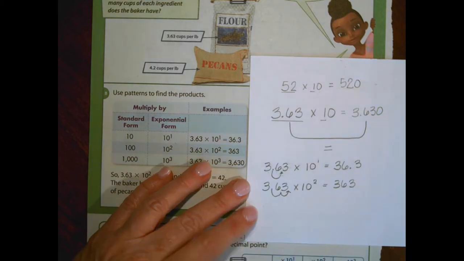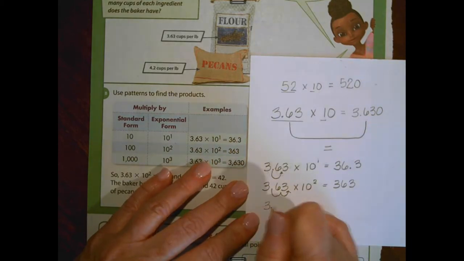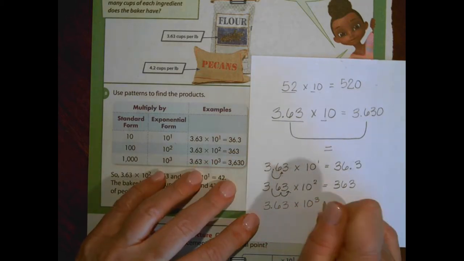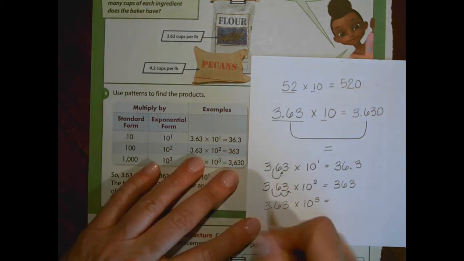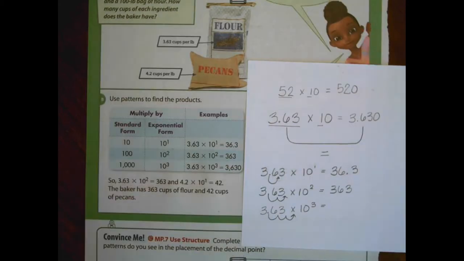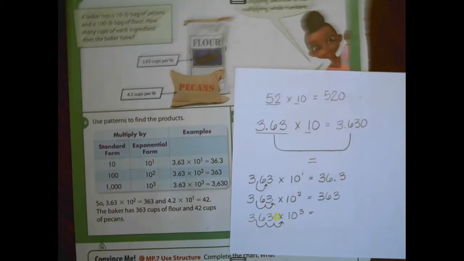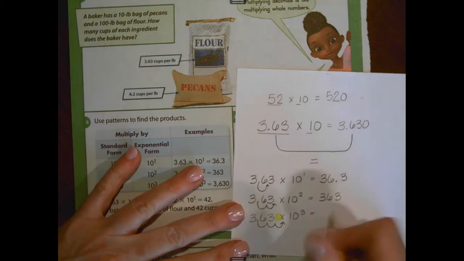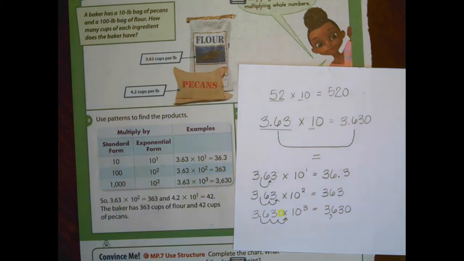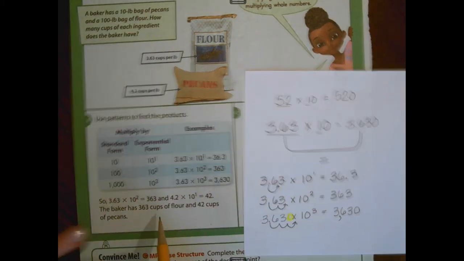Okay, and if we take that same 3 63/100 and we multiply it times 1,000, or 10 to the third power, then we're going to move that decimal 3 places to the right, which means, wait a minute, we have to annex a 0, right? And if we do that, then we get 3630, and we wouldn't put decimals at the end of these numbers. So we'd get 3,630. All right. So in the case above, the baker has 363 cups of flour.